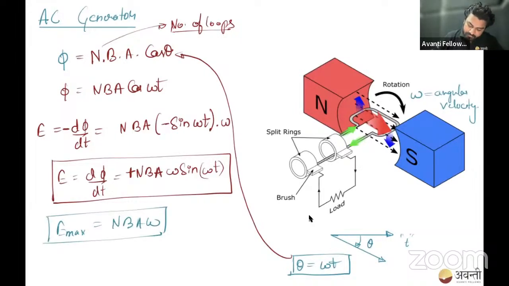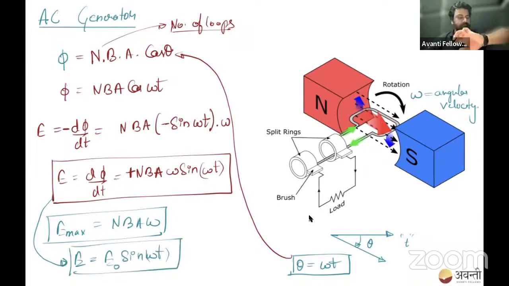And if we rewrite this formula, we can write E is equal to E max. Sometimes it is written E max, sometimes E naught. The meaning is the same, so I'll write E naught. Here also I'll write E naught sine omega t. Clear? Please note it.